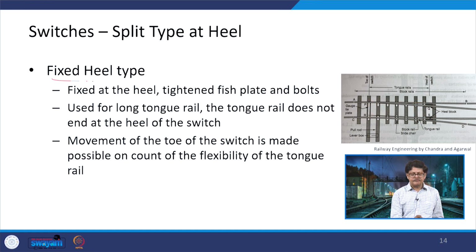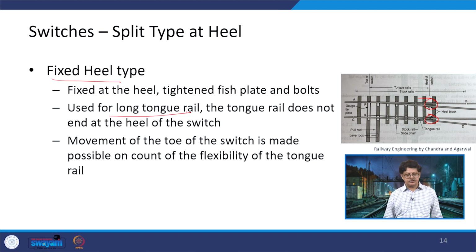The other is a fixed type heel. Again at the heel point which we are talking about here, it is fixed at the heel. The fish plates and the bolts which are used at these two locations are tightened on the inner side as well as on the outer side. It is used for the long tongue rails.